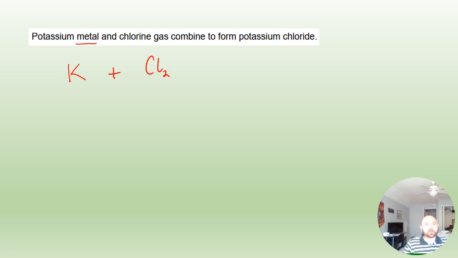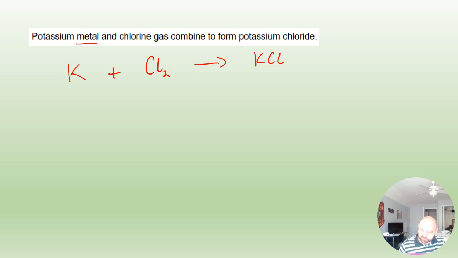So potassium metal and chlorine gas combine, we can put our yield arrow now, to form potassium chloride. Now when we see potassium chloride, that is an ionic compound. So we have to follow the ionic nomenclature rules to get to the formula for that compound. The formula for this would be KCl after we balance our charges. So potassium metal, K, plus chlorine gas, Cl2, react to form potassium chloride, KCl.